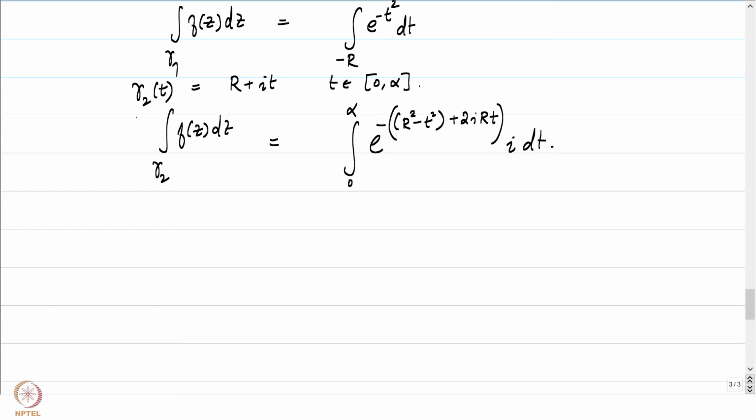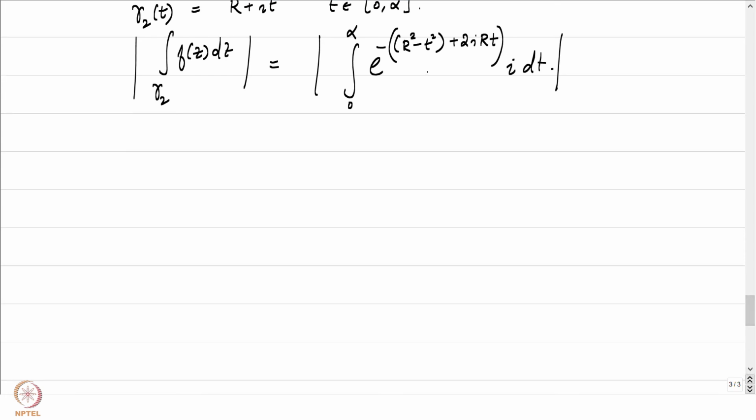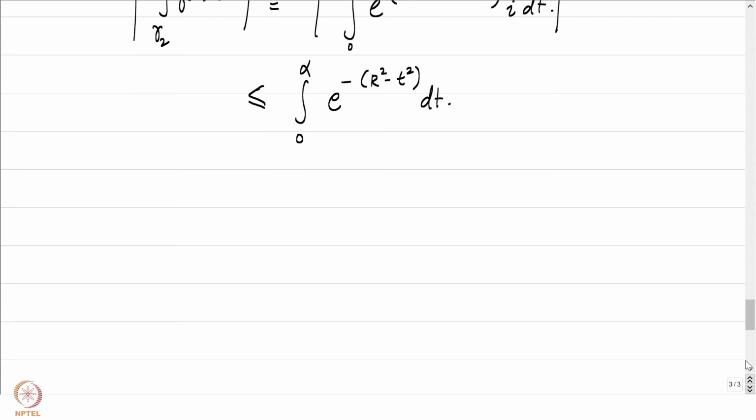So, if you now take the absolute value, by a very similar argument as given earlier, this is just the Riemann integral of the imaginary part and the real part, and by using a theorem from the first course on real analysis, this is going to be less than or equal to the integral from 0 to alpha of the absolute value of whatever is inside, which is going to be e to the power minus r square minus t square dt.